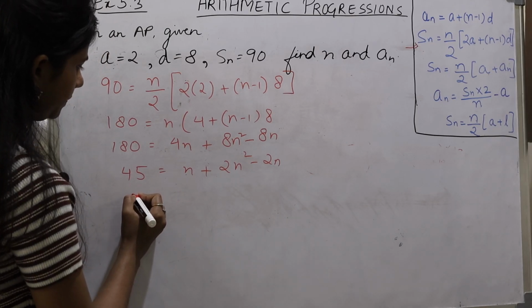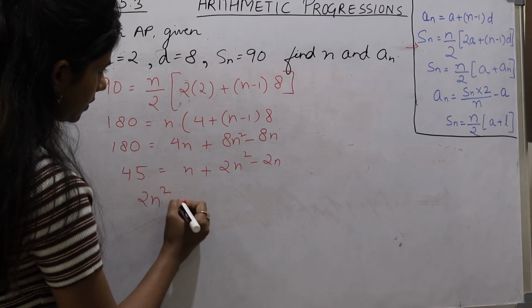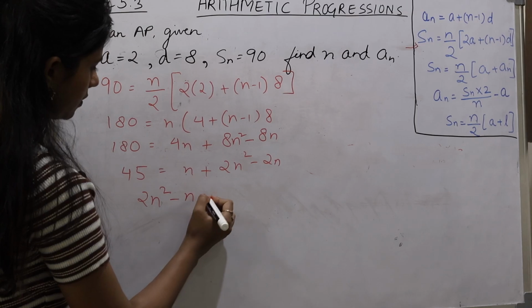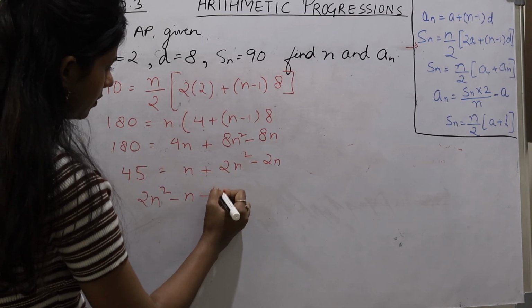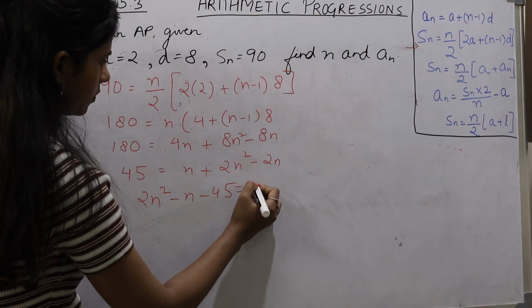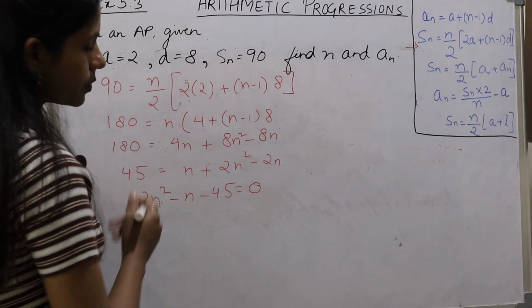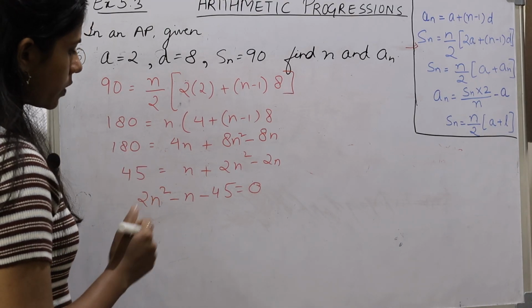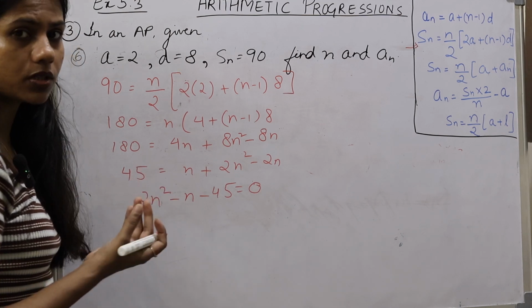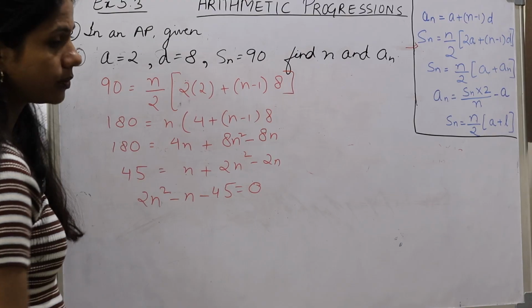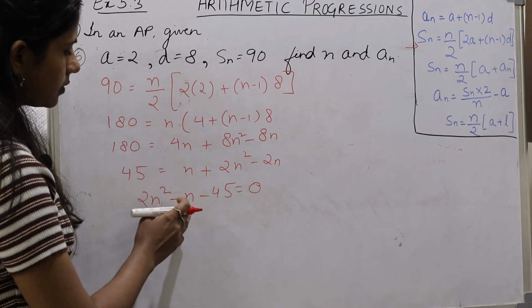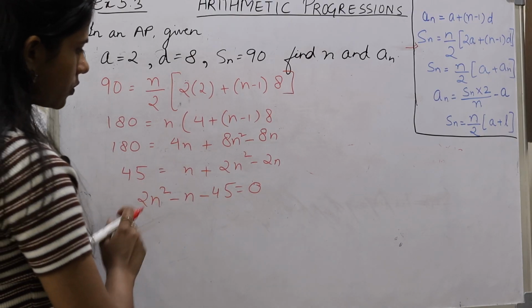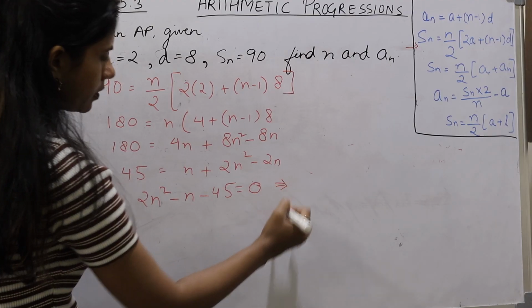So this will become 2n square minus 2n plus n, which will be minus n, and this will be at this side minus 45 equal to 0. So if you see, this became a quadratic equation, and you will know how to solve this quadratic equation. We have to find two such numbers. We have to break this term into two such terms that the multiplication of them is equal to the multiplication of this. So I'll explain more.